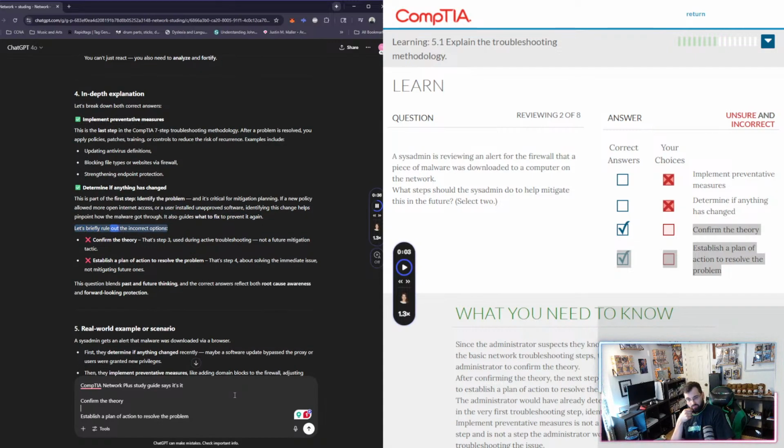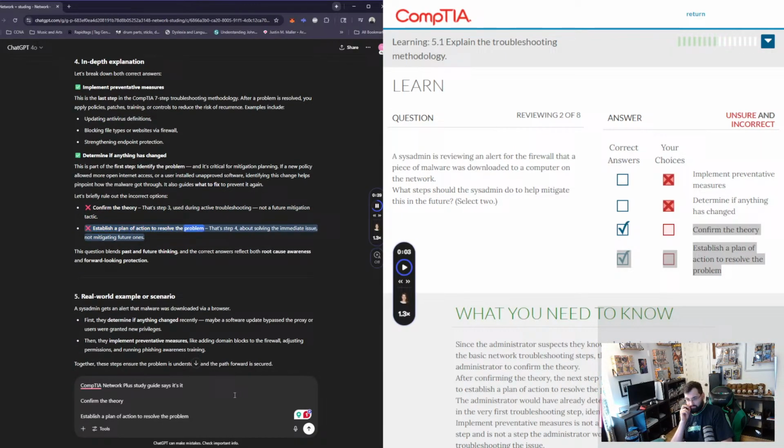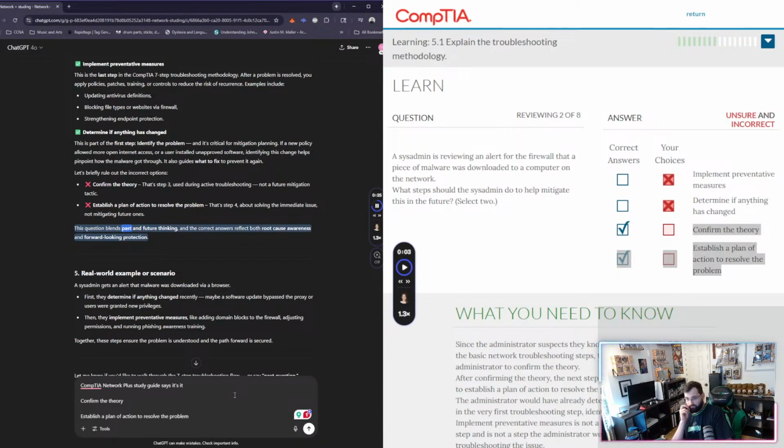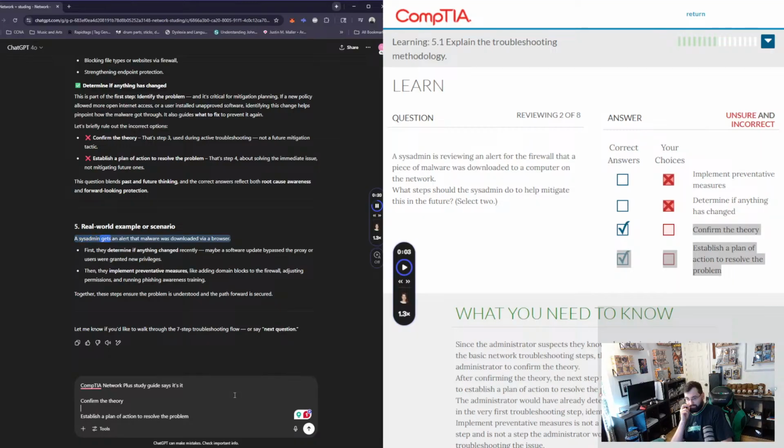Let's briefly rule out the incorrect options. Confirm the theory, that's step 3, used during active troubleshooting, not a future mitigation tactic. Establish a plan of action to resolve the problem, that's step 4, about solving the immediate issue, not mitigating future ones. This question blends past and future thinking, and the correct answers reflect both root cause awareness and forward-looking protection. 5. Real-world example or scenario. A sysadmin gets an alert that malware was downloaded via a browser. First, they determine if anything changed recently.